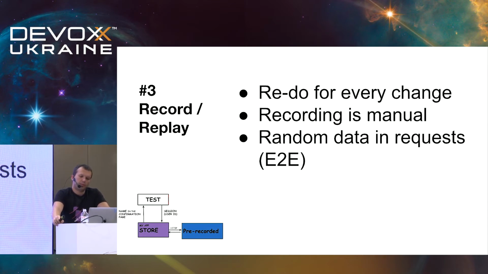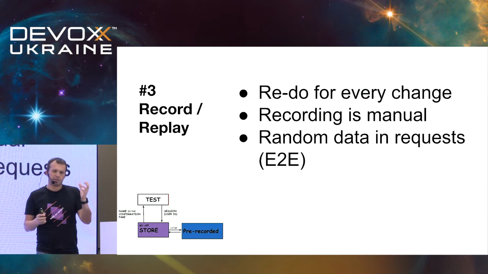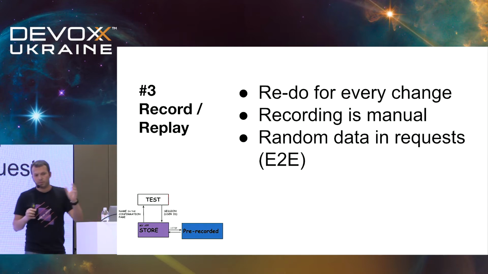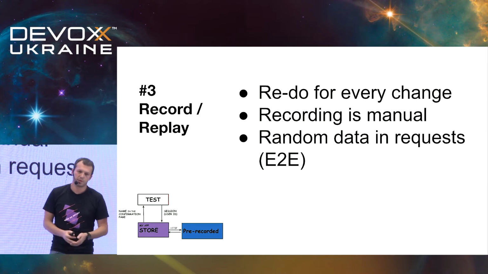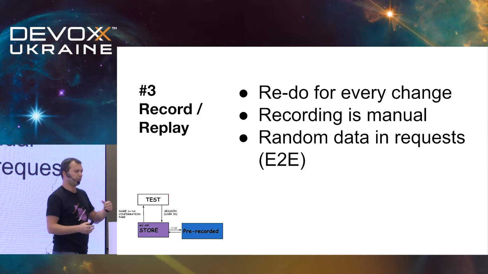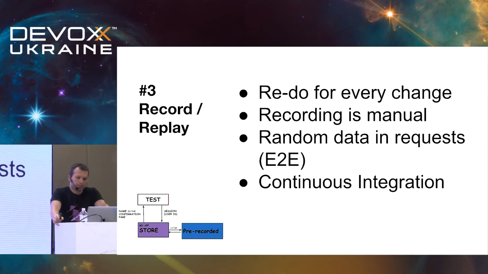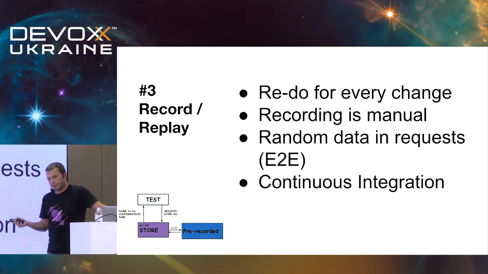Also, it's a bit hard when you have random data in your requests, because these products record the request, and then to this request, they reply with this response. But if you have some random ID or timestamp, I mean, there are ways to get around it, but it needs to be done manually. So again, it's not only that you need to record every time, but then you need to fix the special cases. Also, like in the example before, we don't have continuous integration, so if something is changed, we don't know it. We will know it only the next time we do the recording again.